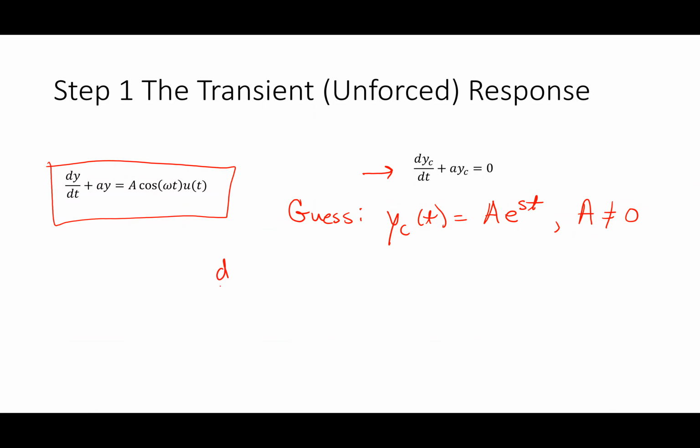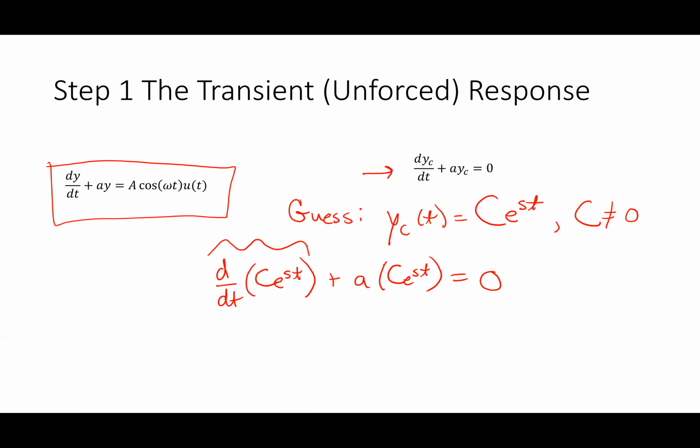So I get d/dt of A e to the st plus little a times A e to the st. And let me not use A, because I've already used it; I'll use c e to the st. Like that, right? What's the derivative over here? This guy, what's this derivative? Yep, s c e to the st plus a times c e to the st.